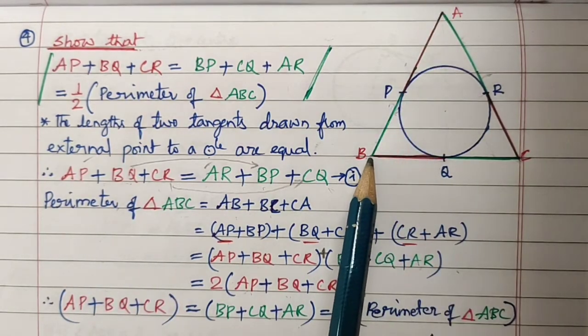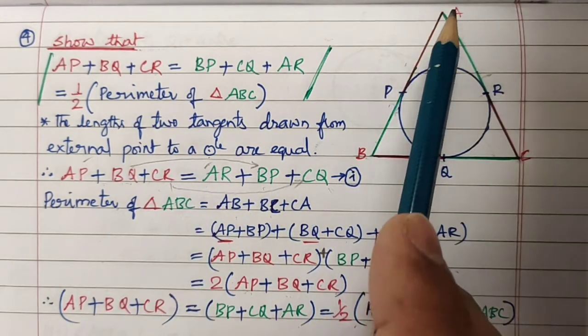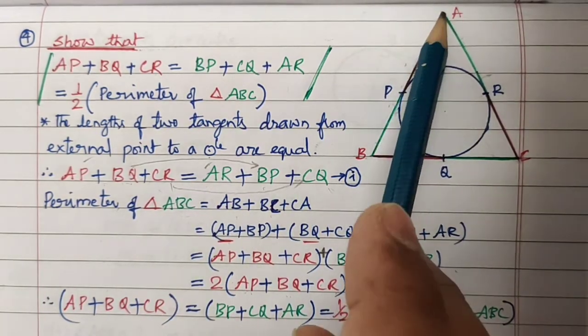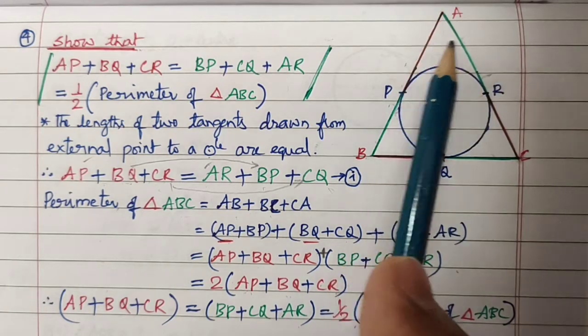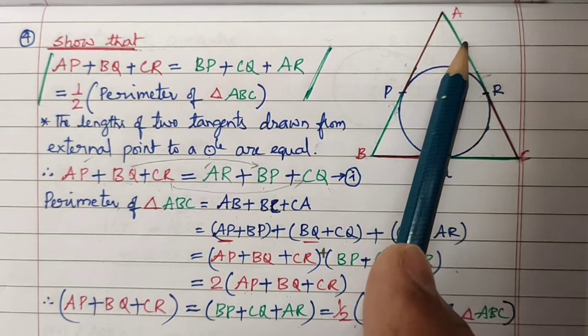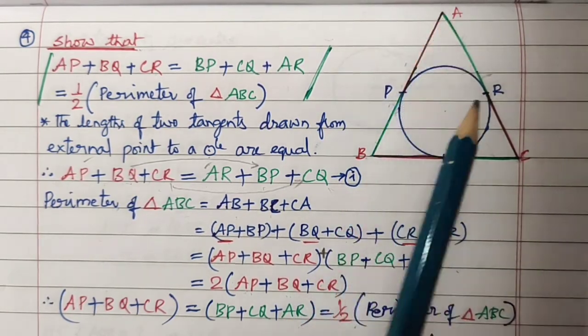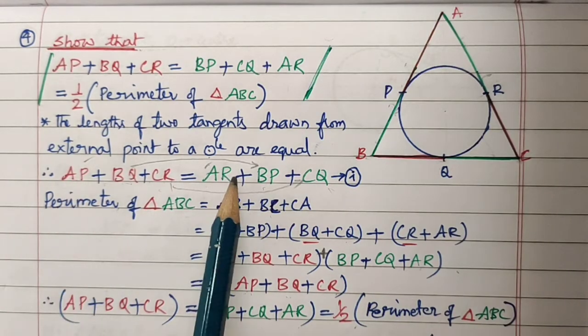AP plus BQ plus CR is equal to what? AP is equal to AR, because these two are tangents drawn from the same point. This tangent is equal to this tangent. So we can write AP is equal to AR.